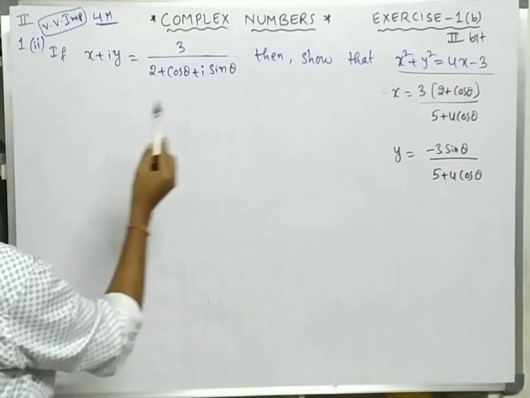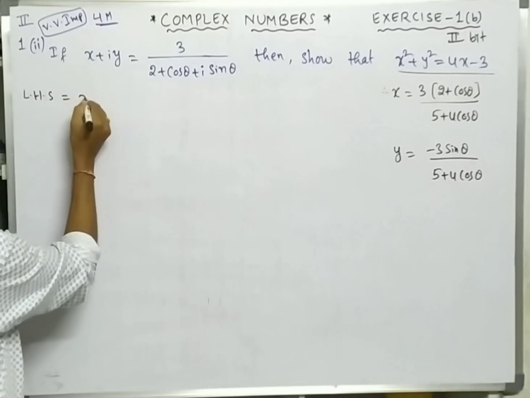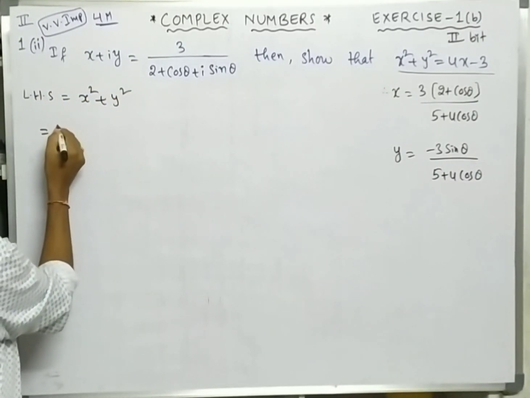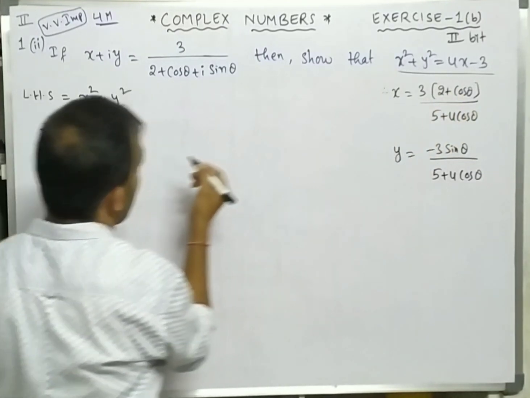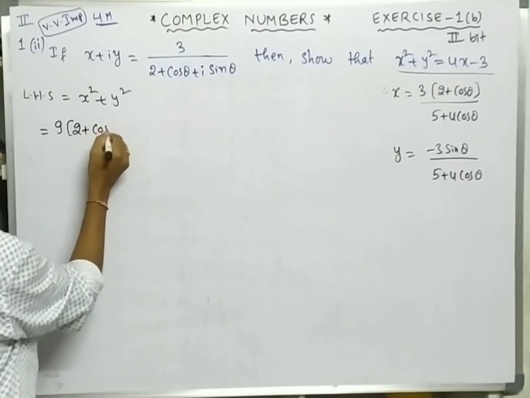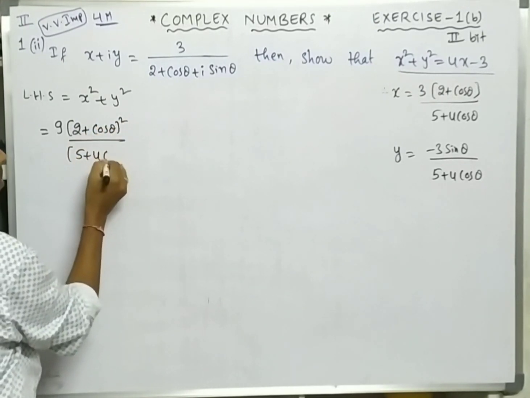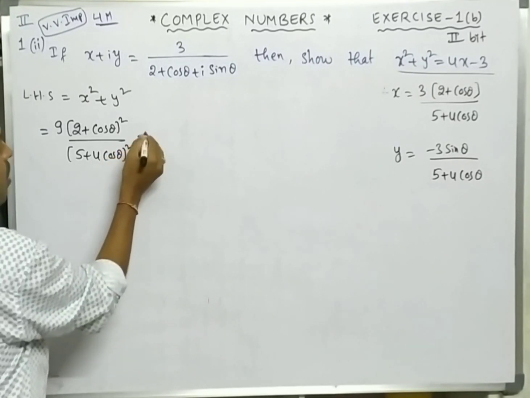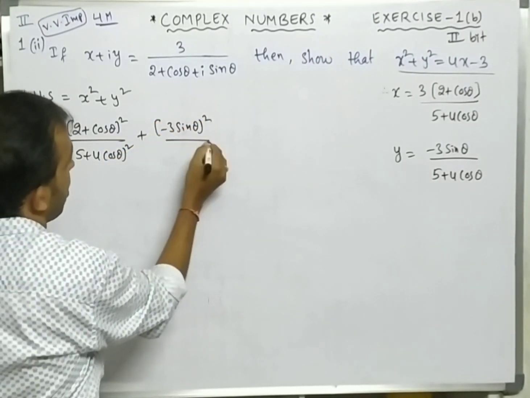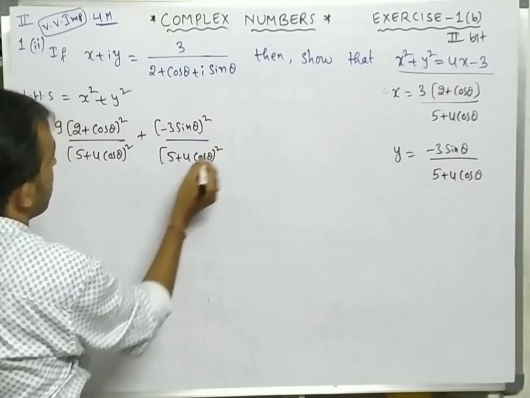Now take the left hand side part. What is the left hand side part? It is equal to x square plus y square. So x square, here x square means (3(2 + cos theta)/(5 + 4 cos theta)) whole square, that is 9 into (2 + cos theta) whole square by (5 + 4 cos theta) whole square. Plus y square, in the sense (-3 sin theta) whole square by (5 + 4 cos theta) whole square, right.